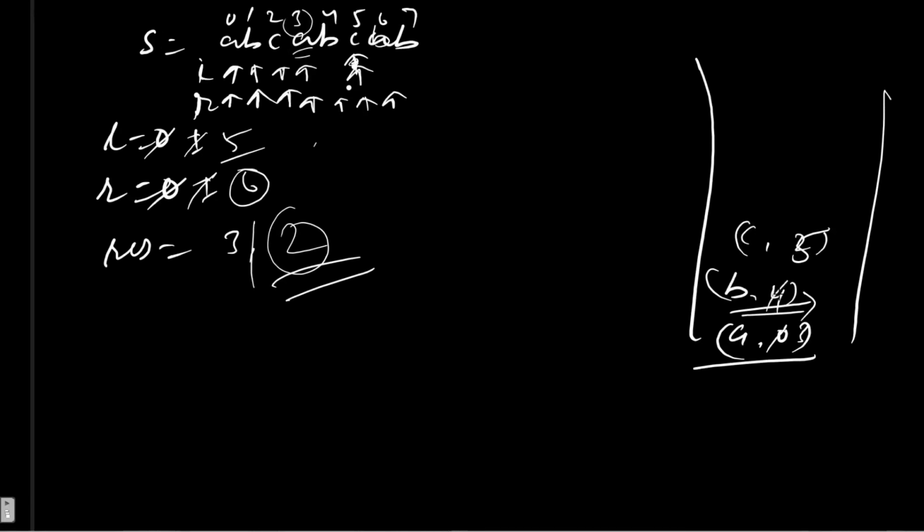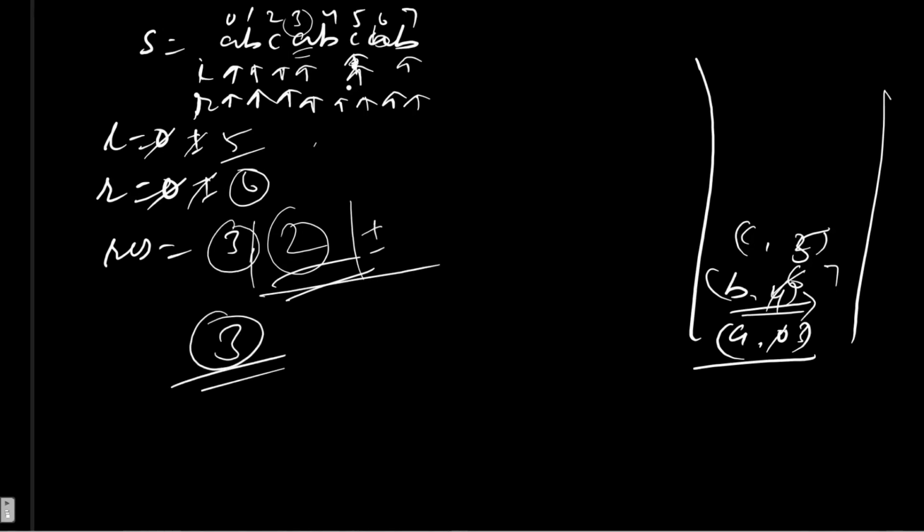So we will update this B to 6. Is B already present in hash map? Yes, B is already present. So we have to update left with 7, and the current index of right will be 7. So 7 minus 7 equal to 0 plus 1, that is 1. So we don't have to consider this one. Our result is 3. Okay, I think now it's clear.